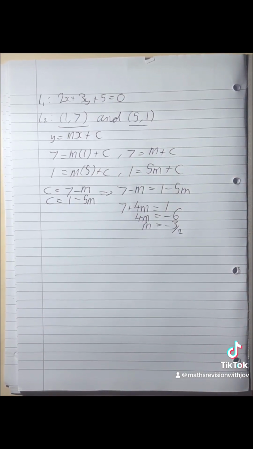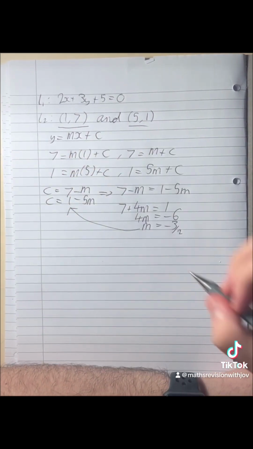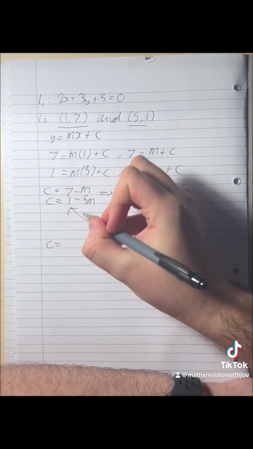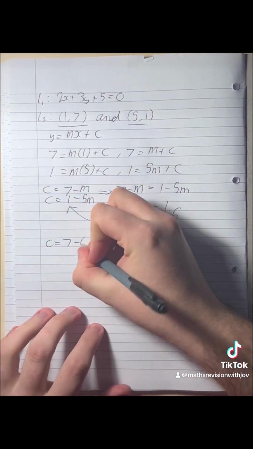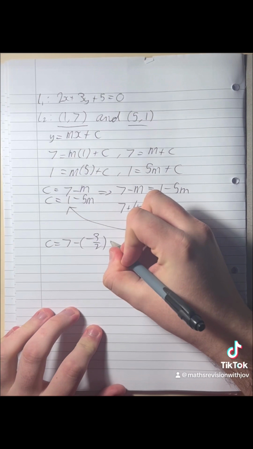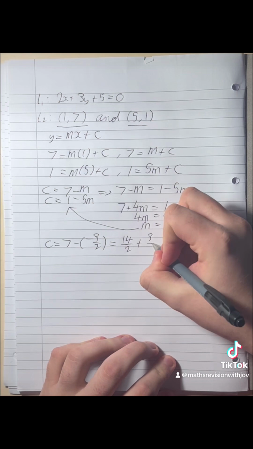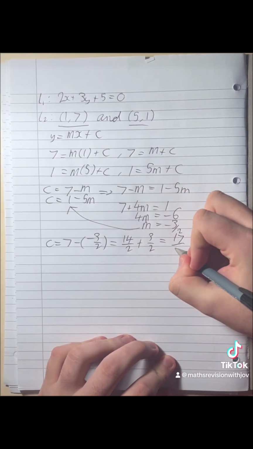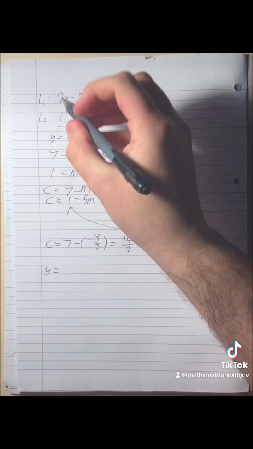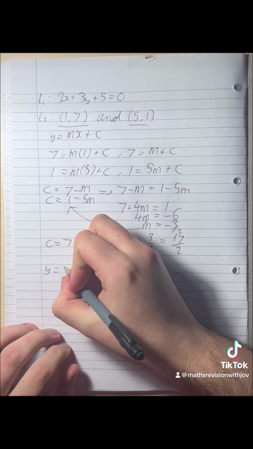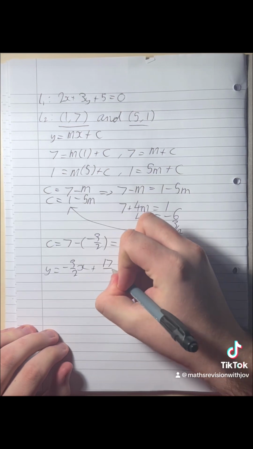Great. Now we can go ahead and solve for c. Well, we've got c over here. So c equals, I'll use 7 minus m. So 7 minus m, which is minus 3 over 2. So c equals 14 over 2 plus 3 over 2, which is 17 over 2. Great. So now we get that y is equal to, well, this is for L2, remember? So y is equal to minus 3 over 2 x plus 17 over 2.